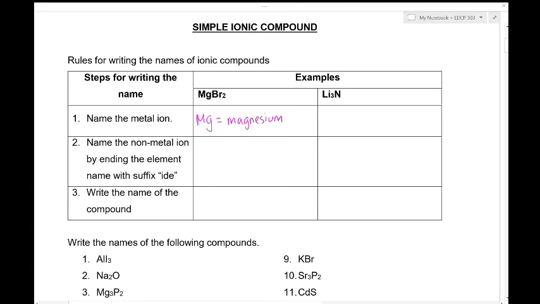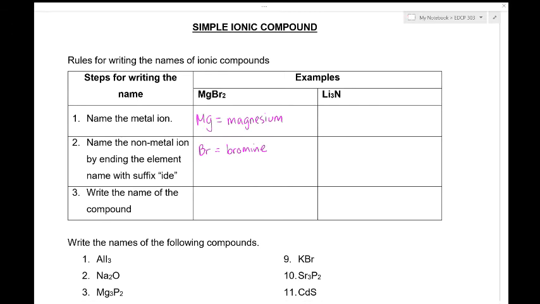Now step 2 tells us to name the non-metal ion by ending the element name with the suffix IDE. So looking at MgBr2, Br is our non-metal ion. Looking at that on the periodic table, we'll find Br as bromine. Now, like what step 2 tells us, we have to change the ending to IDE.